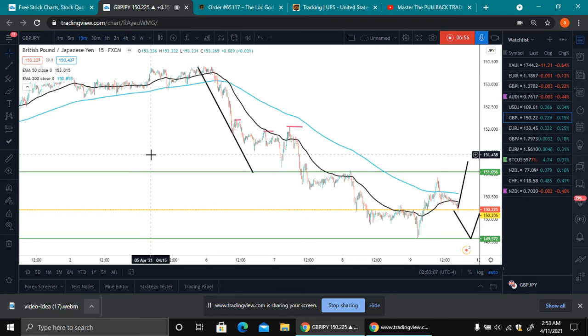All right. So like I said, GBP JPY, start off with just that. Have the 50 and the 200 EMA, the crosses, and then y'all good to go.